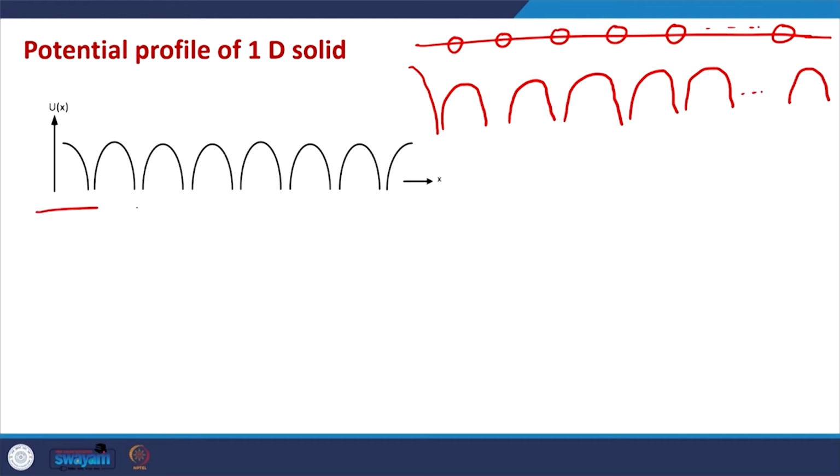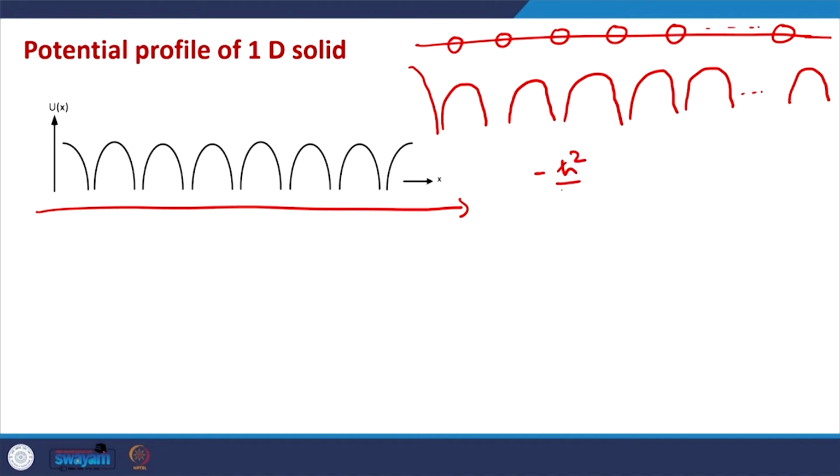So, this is the potential energy of the electron in a 1D solid, and as you might recall, ultimately we need to solve the Schrodinger equation for the electron in any system in order to understand the behavior of electrons in that system. And the Schrodinger equation looks like this.